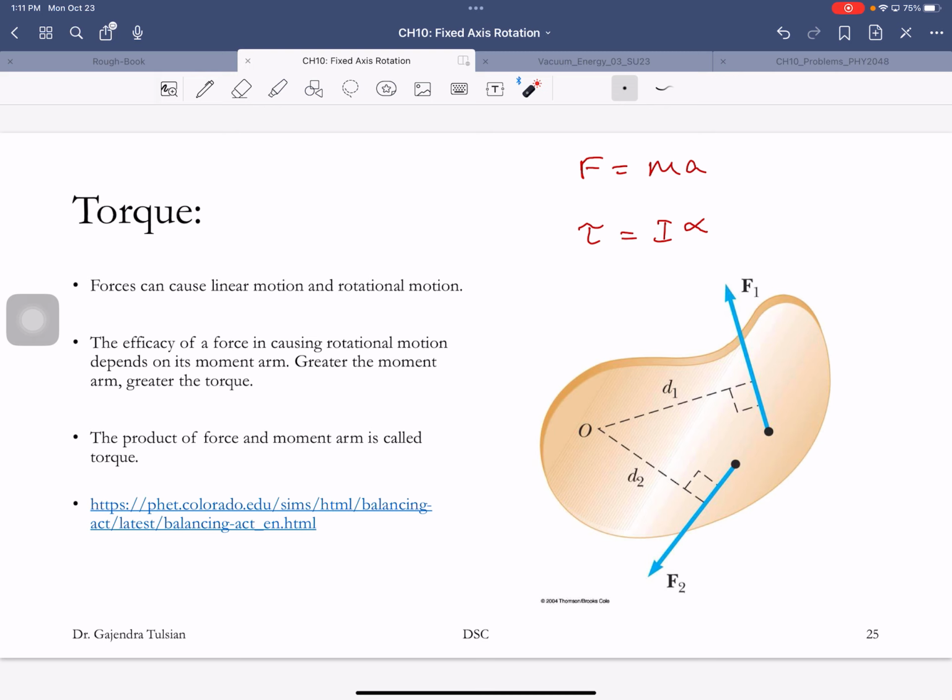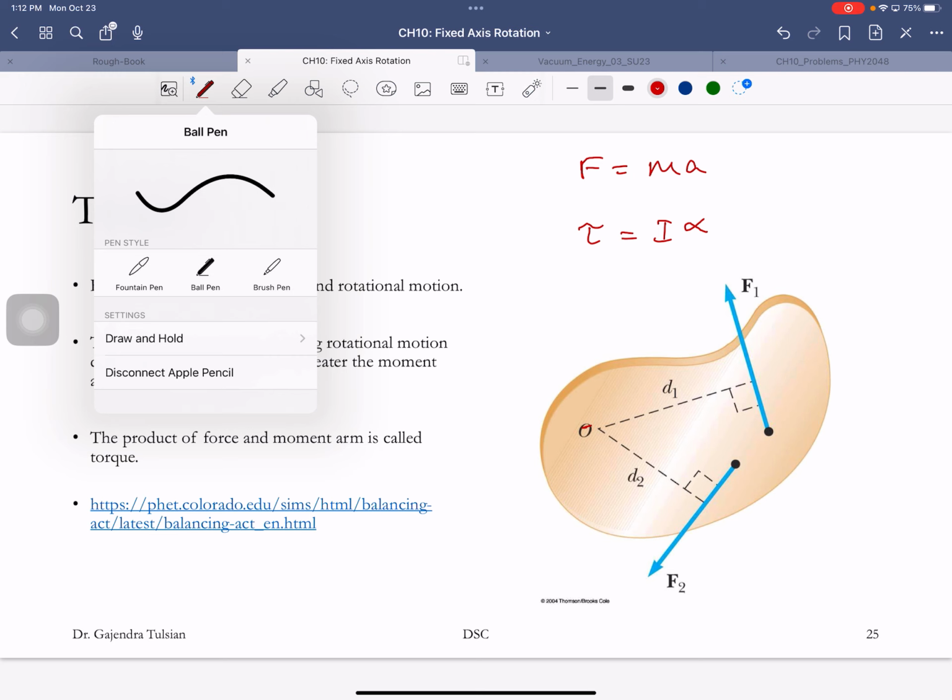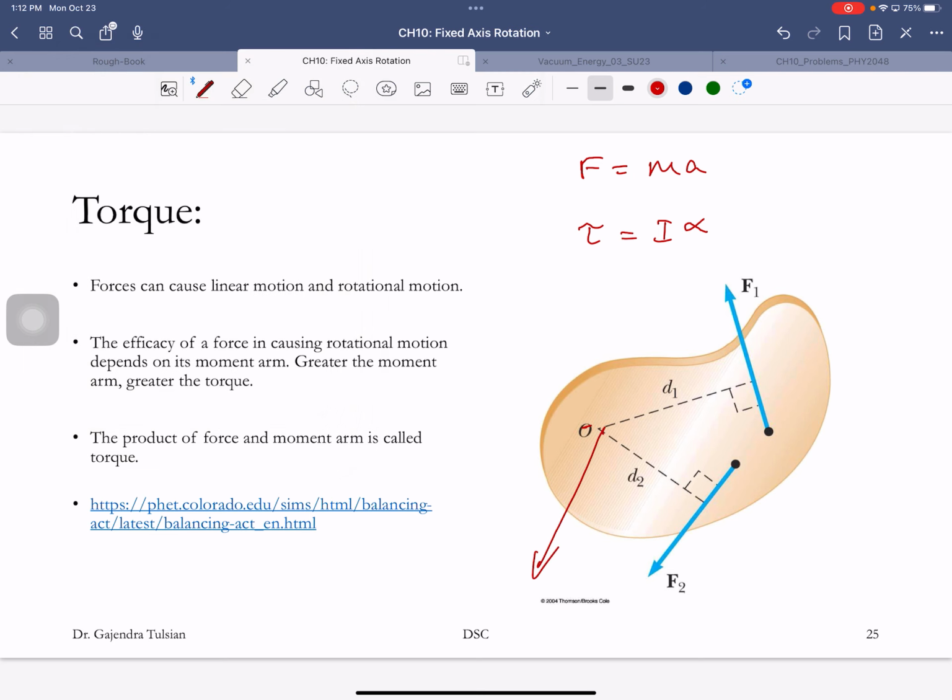So let's say here's an object, and it's fixed to rotate about that axis. Here's the axis of rotation. Now if you want to turn this, you guys all know that if you apply a force like this, it'll make the object rotate like that.